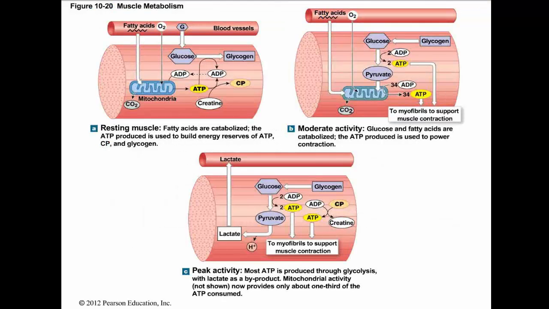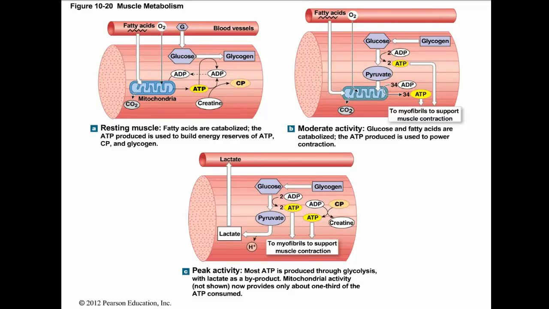So here we have a diagram showing you a resting muscle. It's not doing any work, it's not contracting, and it uses fatty acids that are catabolized, or broken down, and it produces ATP for energy reserves, and that creatine phosphate and glycogen. During moderate activity, glucose and fatty acids are catabolized, or broken down, and ATP is produced to power the contractions.